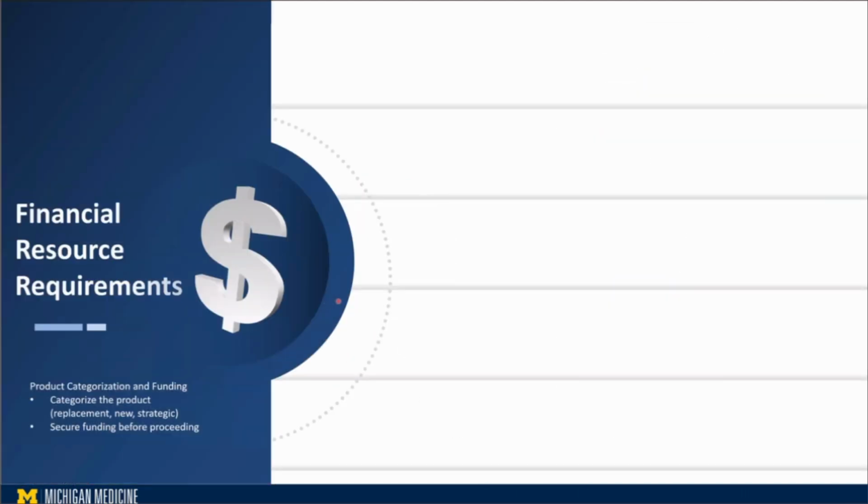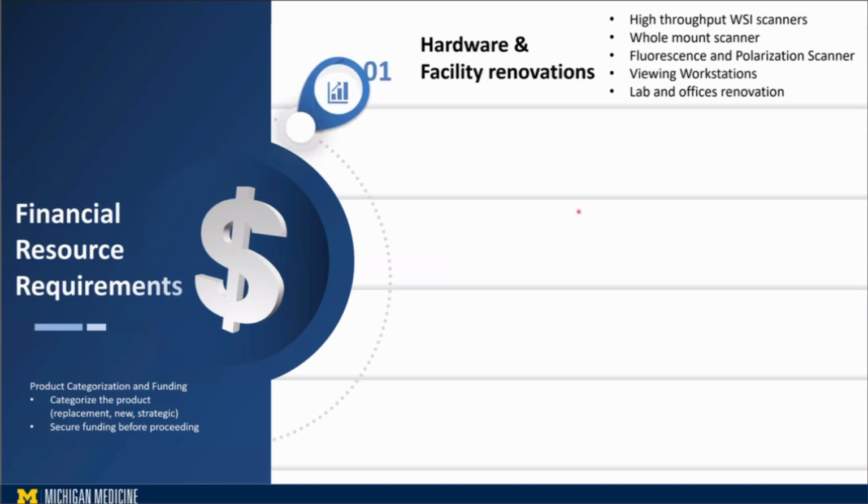The things that you really need to put into consideration, or the challenges that we also witnessed after the RFP completion and after we signed the contract, are hardware and facility renovation. We need to account for, for example, how many of those high-throughput scanners you need, whether you have whole mount in your workflow, or immunofluorescence, or maybe frozen section, whether you are going to start scanning all those slides, and where you're going to put those scanners.